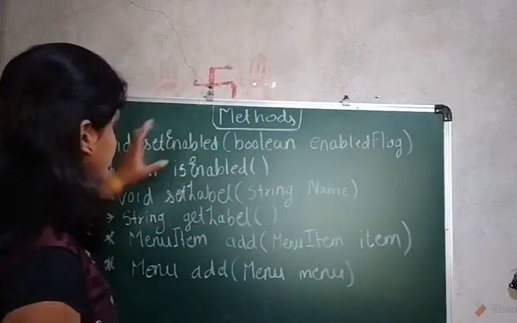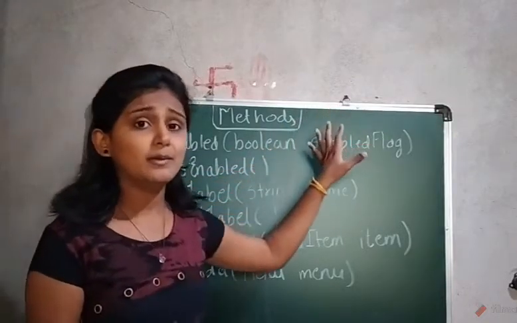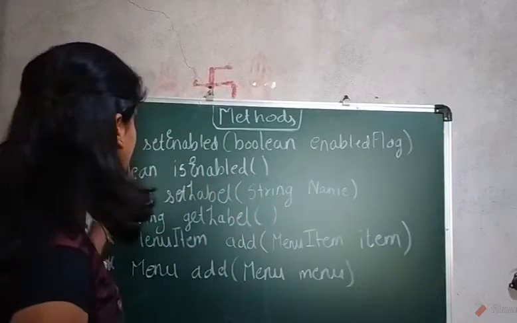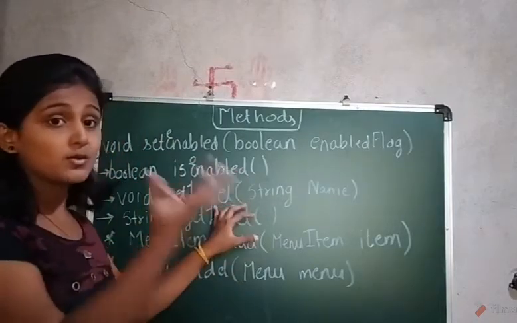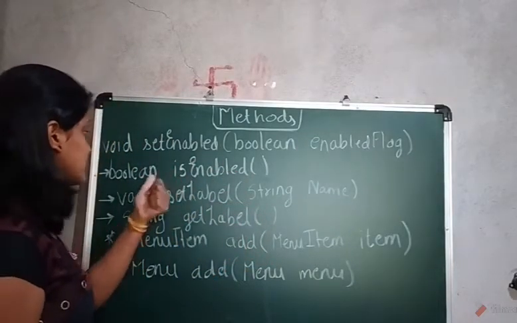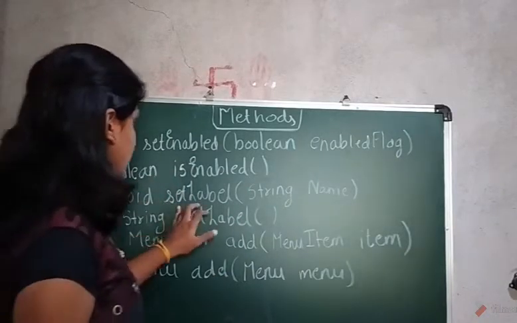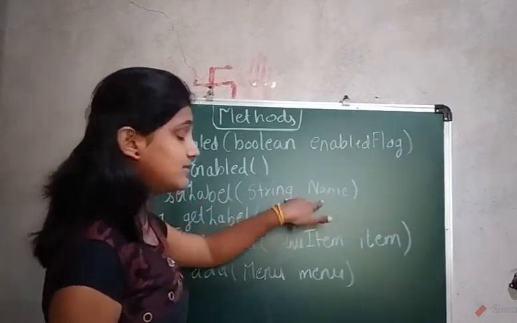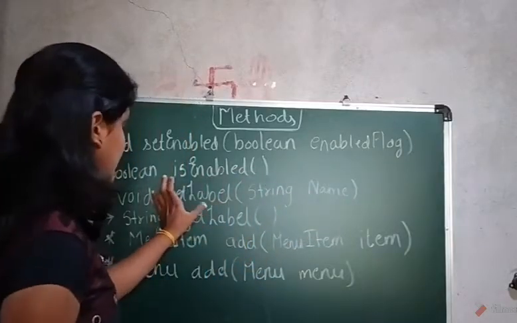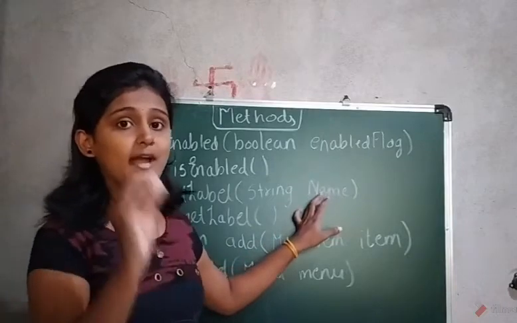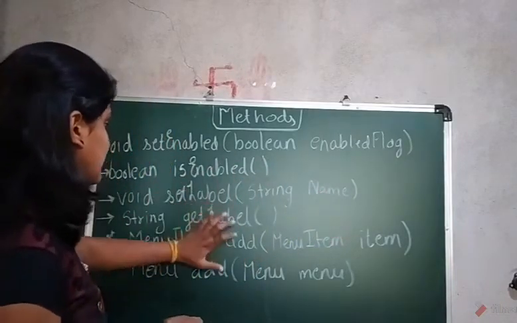The next one is if you wanted to know whether it is enabled or disabled. For that purpose the isEnabled method is there, and just remember what its return type is: as it is going to return true or false, its return type or signature is boolean. Now the next one is void setLabel, where you pass a string. Here the new name will be assigned to the particular menu item. So for that purpose the setLabel method is used.